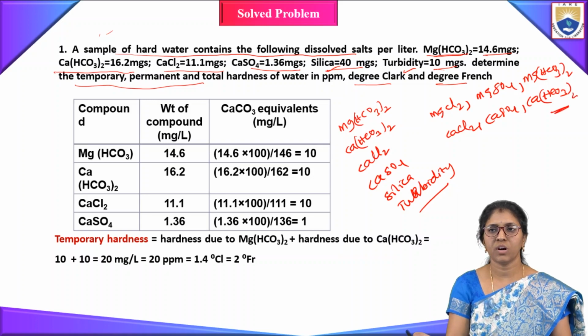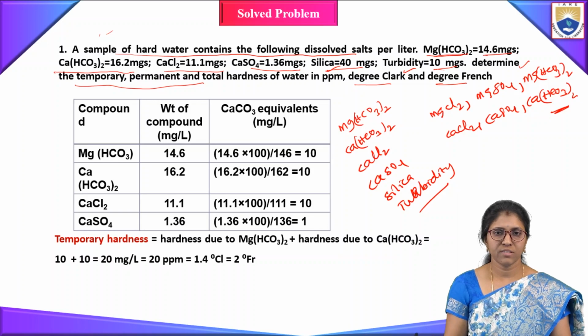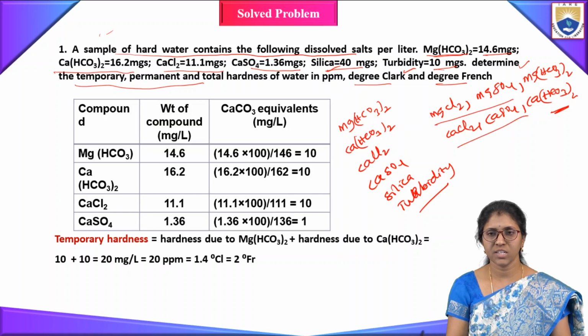So the hardness of water is due to the presence of dissolved salts of calcium and magnesium, chlorides, sulfates and bicarbonates. The temporary hardness is due to the presence of bicarbonates of calcium and magnesium, and permanent hardness is due to the presence of dissolved salts of calcium and magnesium chlorides and sulfates.